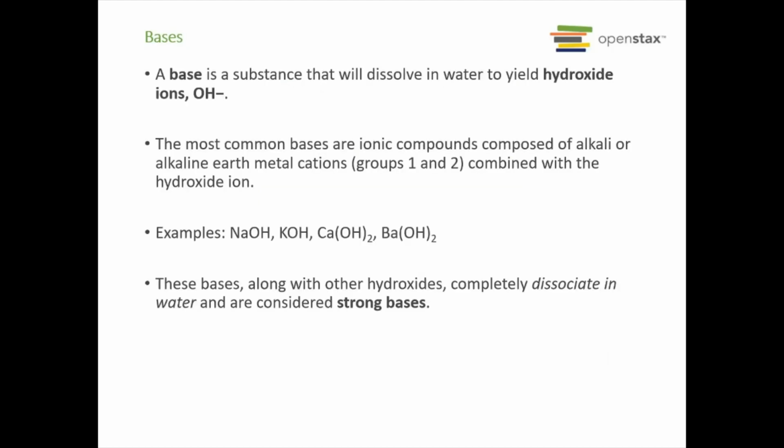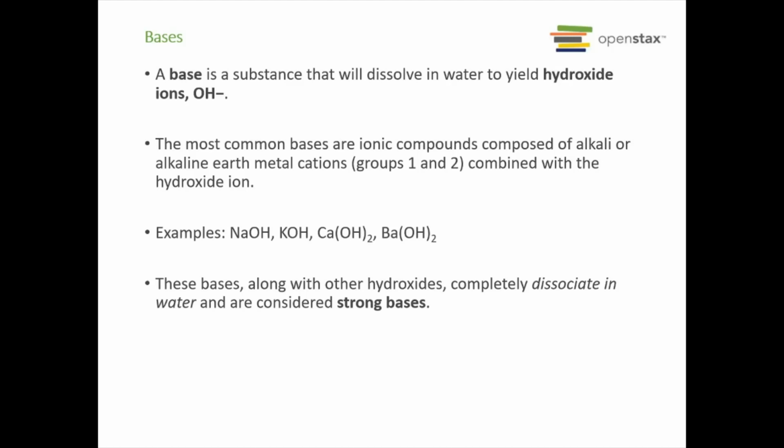Now, a base is a substance that will dissolve in water to yield the hydroxide ion, OH minus. The most common ones are the ones that have either a group 1 or 2 metal. We've already seen these before because OH minus is a polyatomic ion: sodium hydroxide, potassium hydroxide, calcium hydroxide, barium hydroxide. Most of these hydroxides, if they completely dissociate in water, are a strong base.